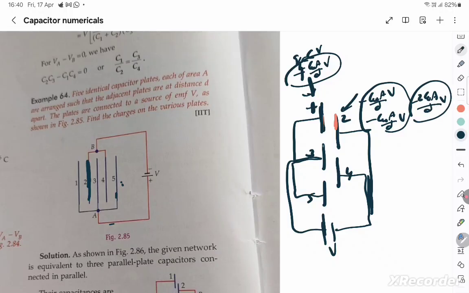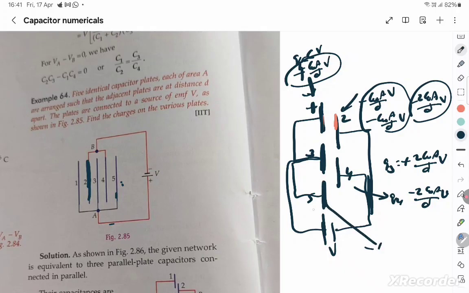So let's go to plate 3. Plate 3 will have a positive charge, and it is getting shared with 2 and 4, so double. So the charge Q3 will be positive 2 epsilon naught A by d into V. Let's go to Q4. Q4 is a negative plate, and it's getting charged with 3 and 5, so minus 2 epsilon naught A by d into V, again twice. Plate 5 is paired only with 4, so there's no sharing, and it's positive, so epsilon naught A by d into V will be the charge on plate 5.